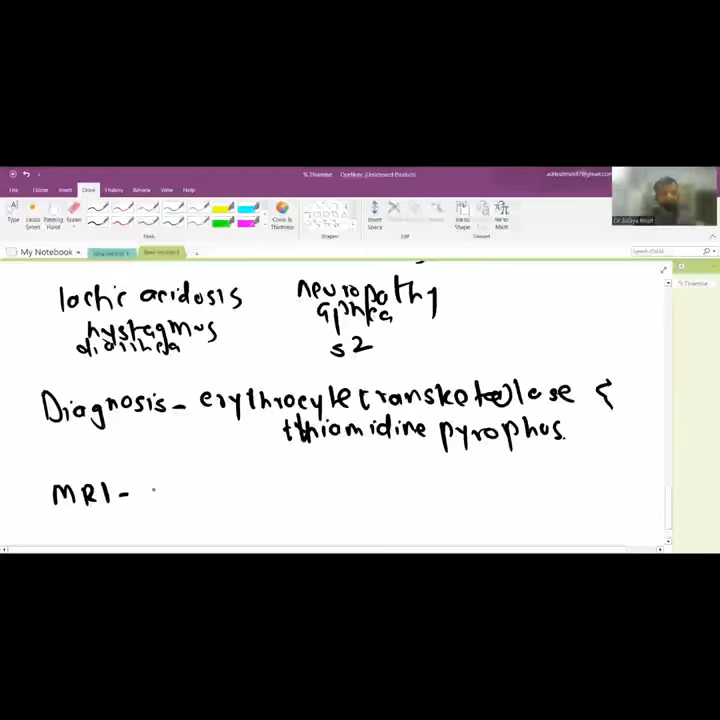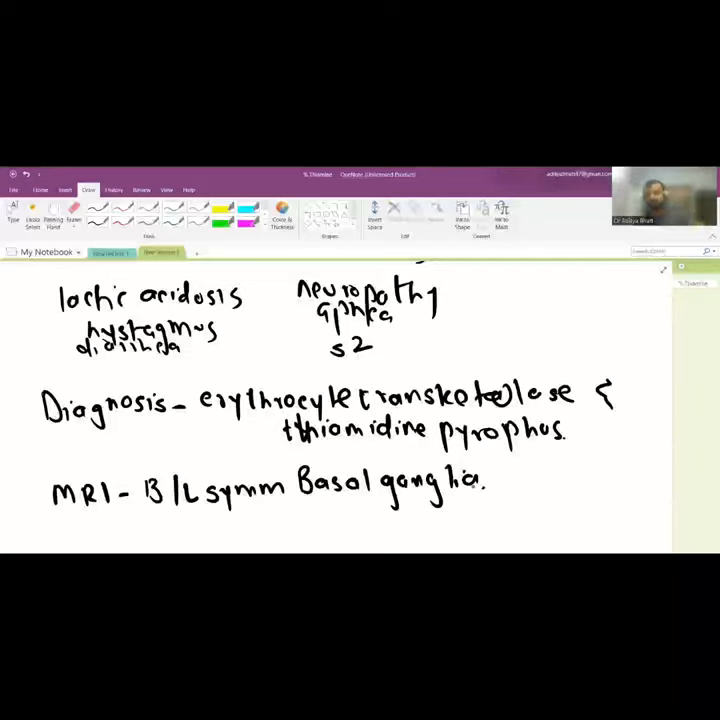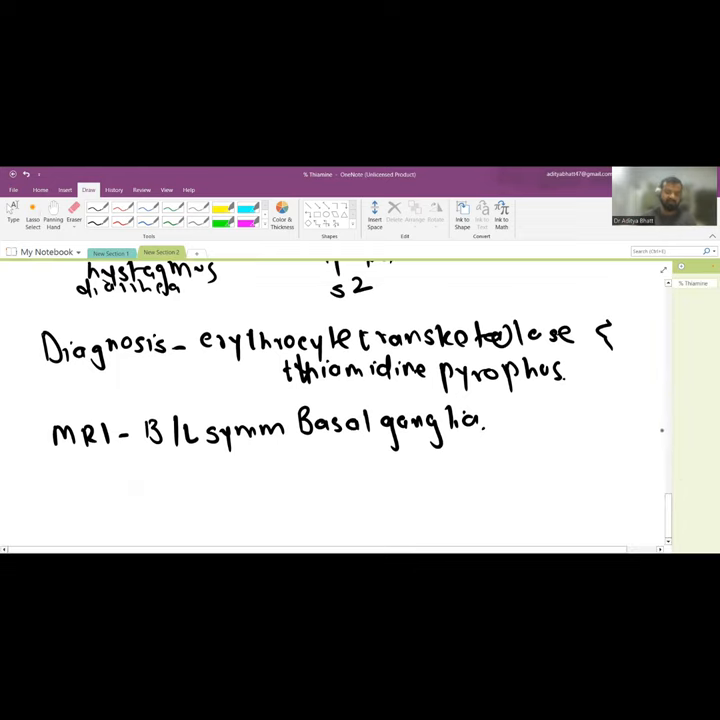MRI might be suggestive of bilateral symmetric basal ganglia abnormality, because basal ganglia is the part of the brain that is commonly involved in thiamine deficiency. And later there will be involvement of mammillary bodies, thalamus, and periaqueductal region if it persists for a long time. Initially, it is bilateral symmetric basal ganglia involvement. And again, Korsakoff psychosis is per se not attributed to thiamine deficiency, and it is characterized by confabulation. Confabulation is making up of stories, but it is not attributed entirely to thiamine deficiency. It might be considered as an extension of Wernicke encephalopathy.